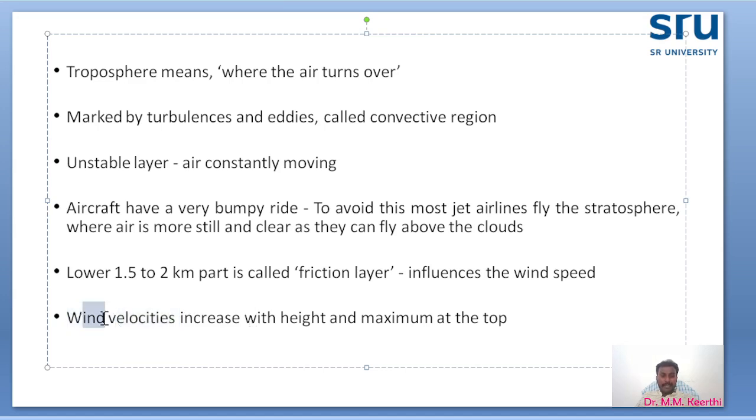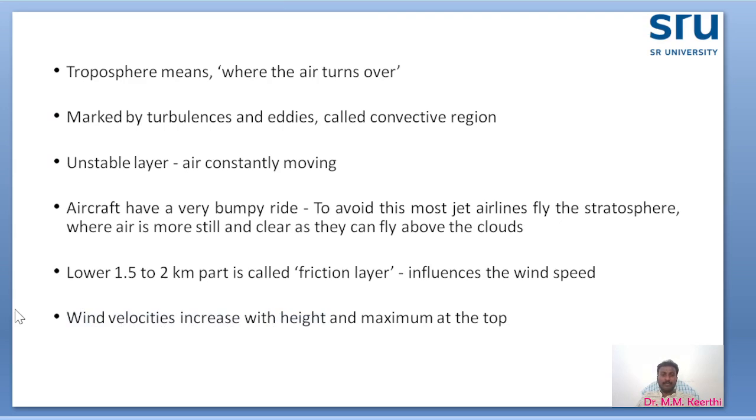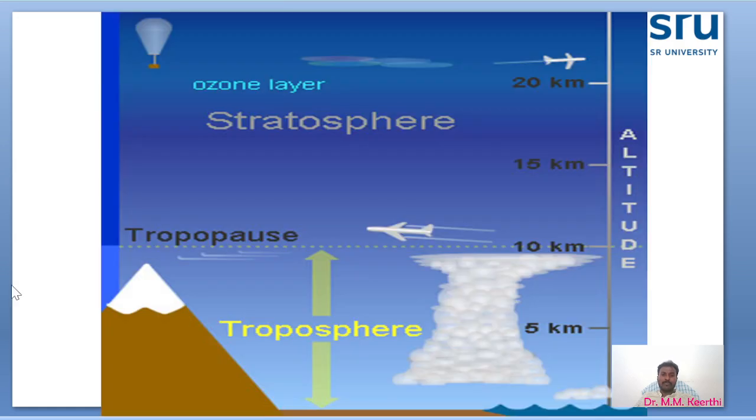Carefully listen: the wind velocity increases with height and is maximum at the top. The wind velocity is increasing with the height, and at the top level the wind velocity is more. That's why in hilly areas the wind velocity is more. You see here in this troposphere, the clouds, more living organisms, hills, and all turbulence will be there. When we move to the stratosphere, it is a static region.